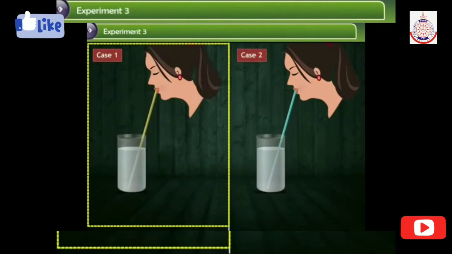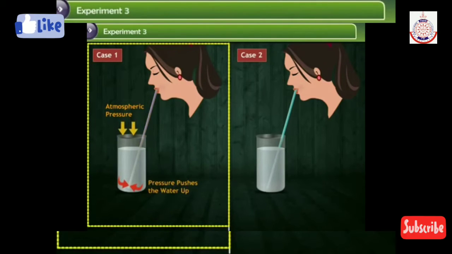When you sip water using the yellow straw, the air pressure inside the straw is reduced. As the air pressure outside the straw is higher, it pushes down on the water and in the process forces some of the liquid up the straw.